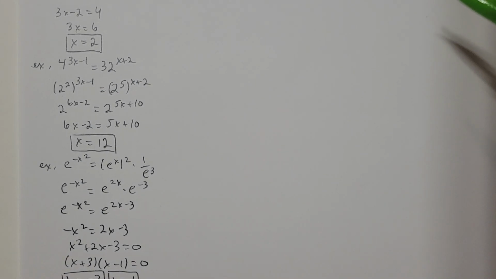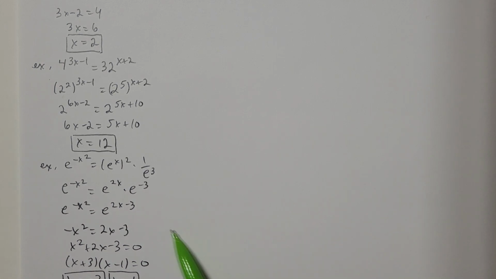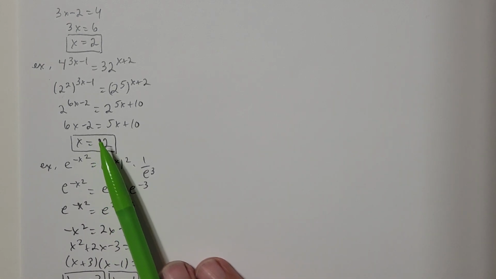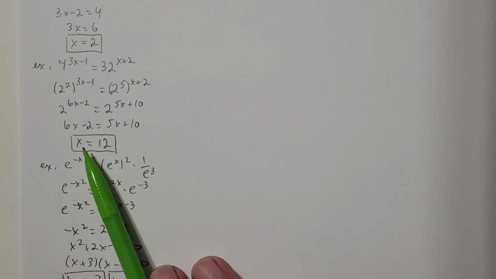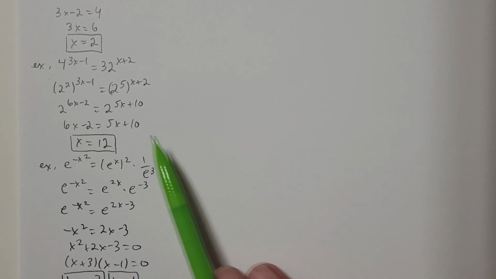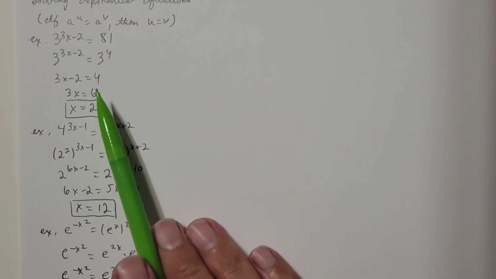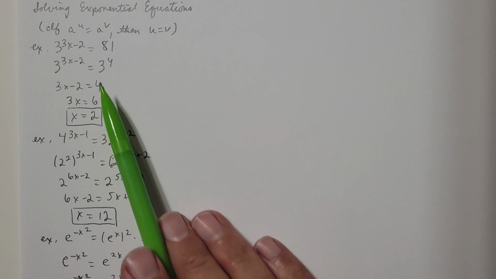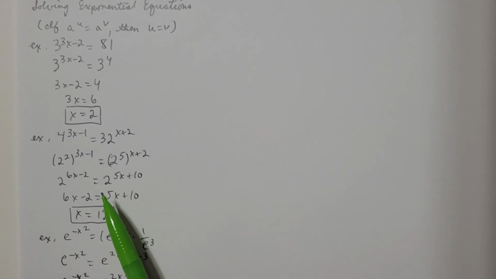I have the same base 2. And yes, I can remove the 2's and set the powers equal. Looks like 6x minus 2 equals 5x plus 10. And if I subtract 5x from both sides, and then add 2 to both sides, x is 12. Okay, so 12 is going to be the answer there. Now the point of that one is to say that sometimes with these equations, you'll have to change up both sides, not just one side. Okay.